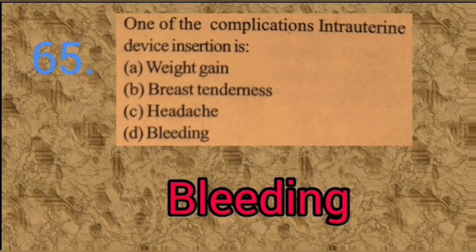One of the complications of intrauterine device insertion is: option A, weight gain; option B, breast tenderness; option C, headache; option D, bleeding. Answer D is right. One of the complications of intrauterine device insertion is bleeding.